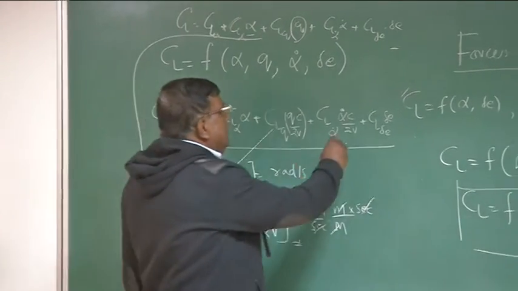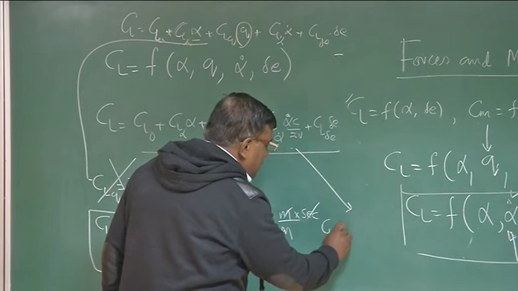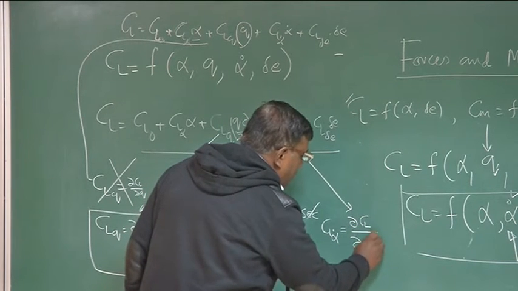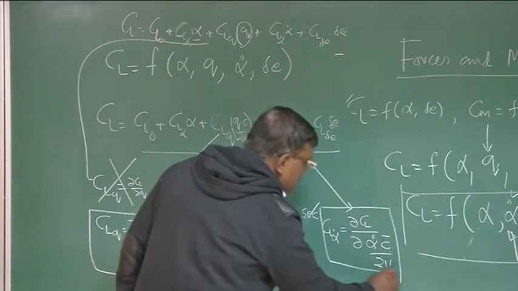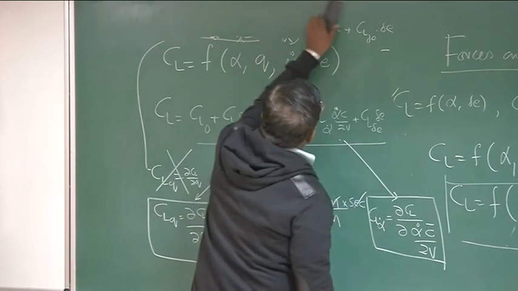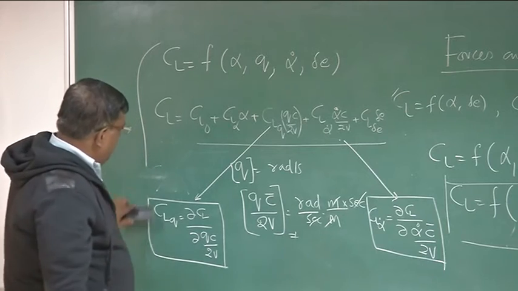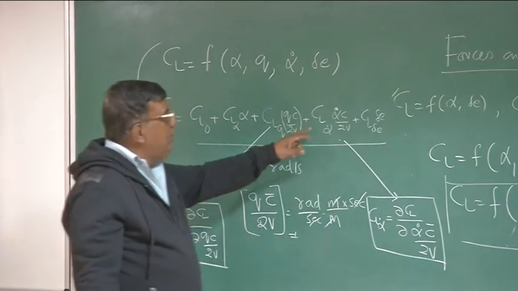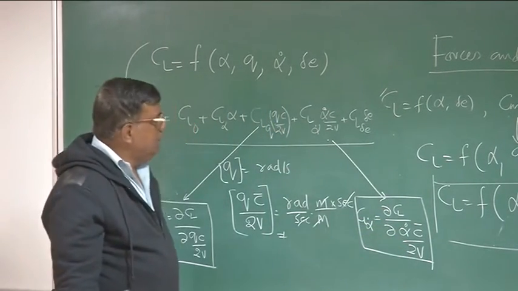Similarly, what is CL alpha dot? CL alpha dot will be dCL by d(alpha dot C bar by 2V). Please note this down. Again, this has been made non-dimensional. So this is not the way we are defining. We are defining CLQ as dCL by d(QC by 2V), and CL alpha dot as dCL by d(alpha dot C by 2V). This should be clear.